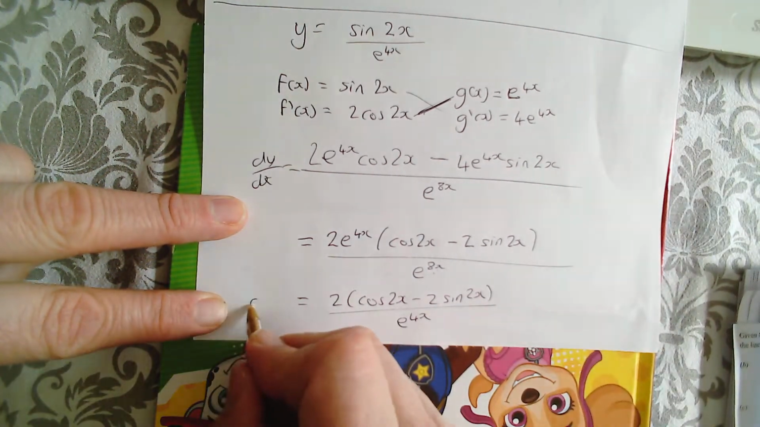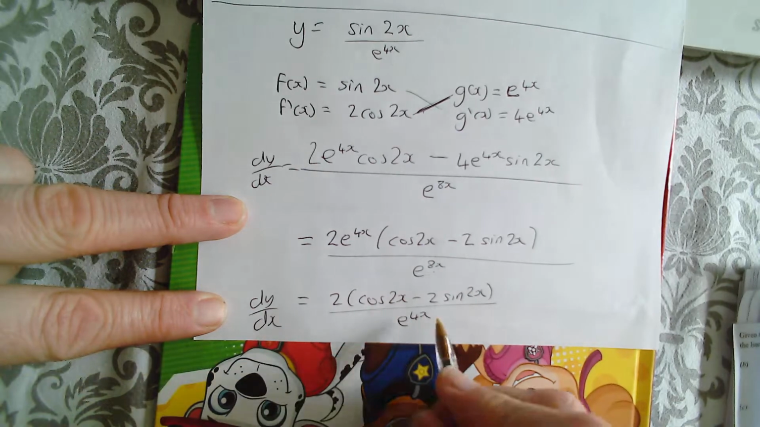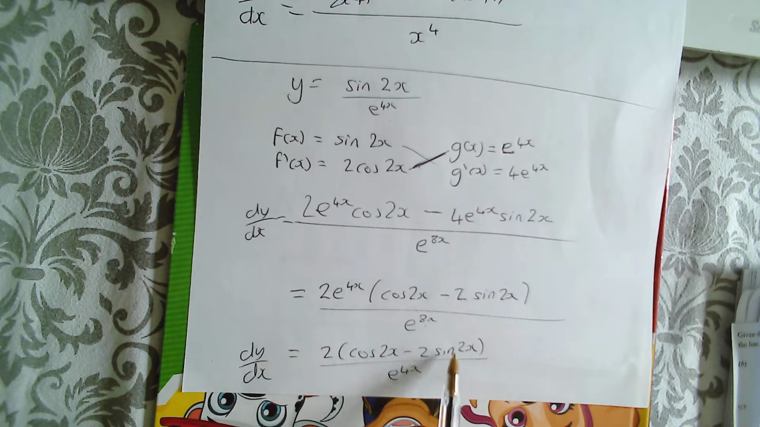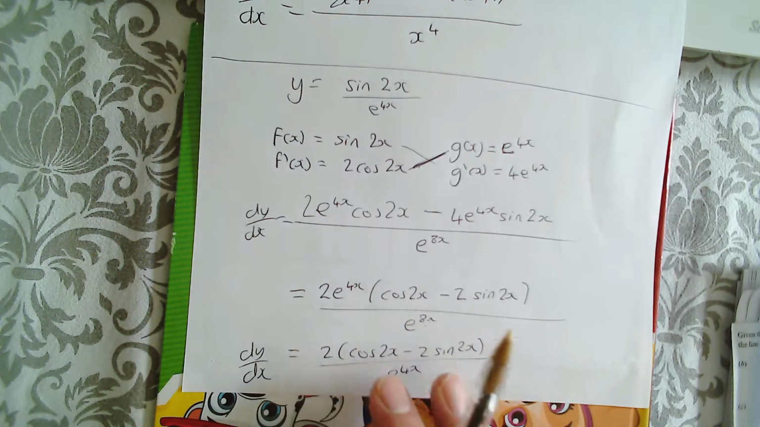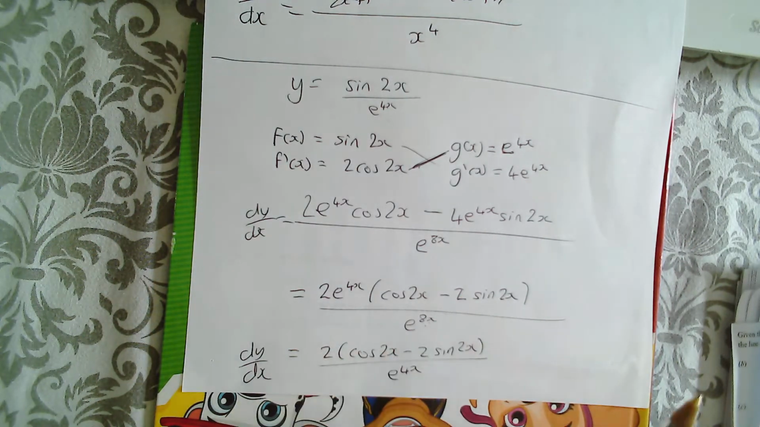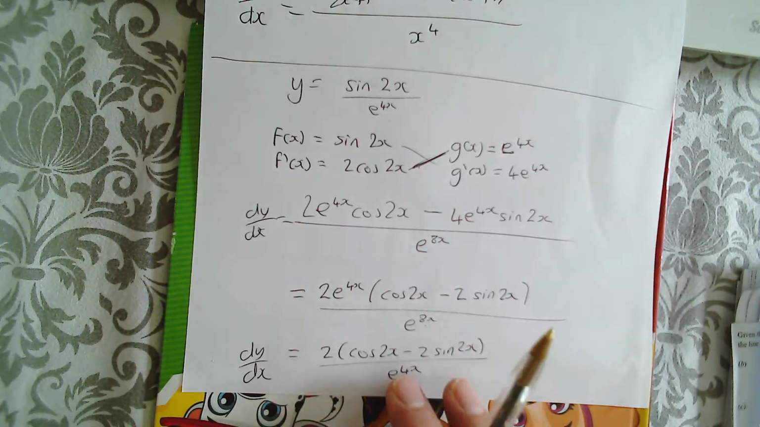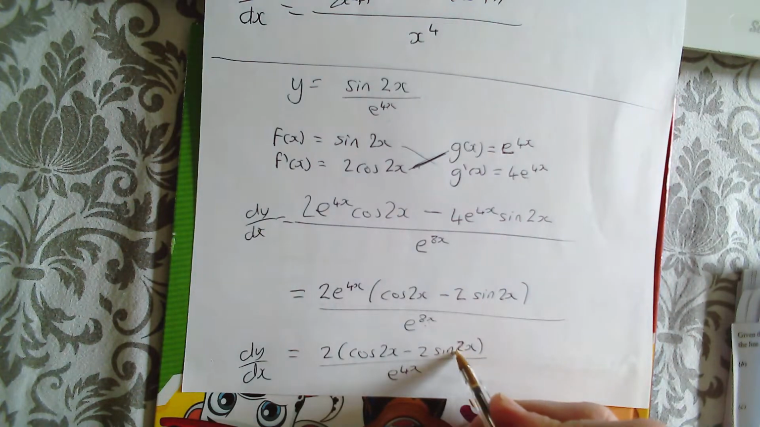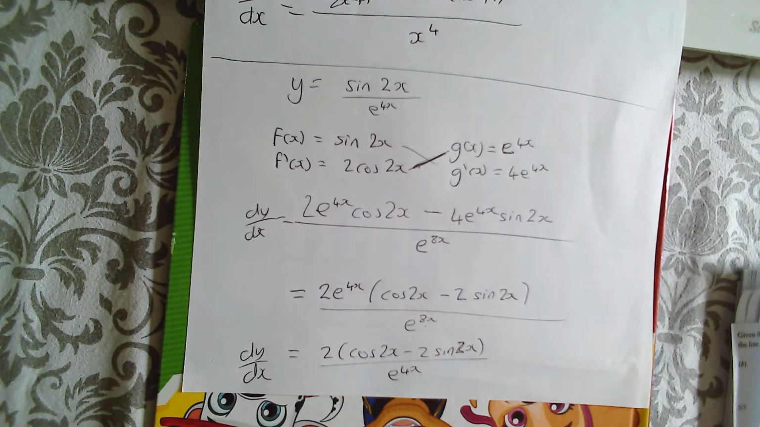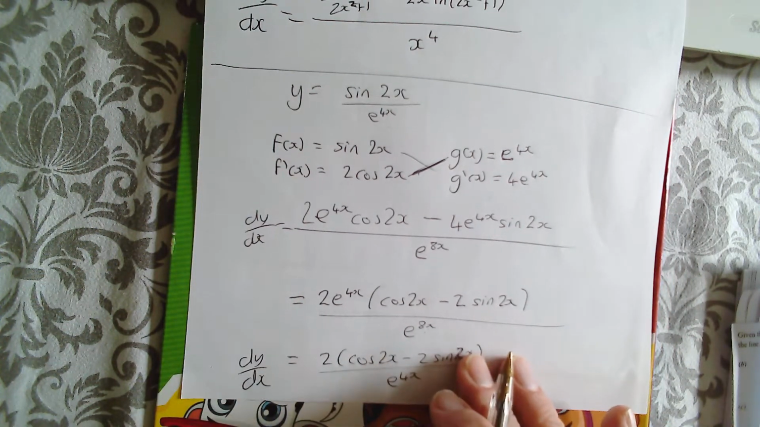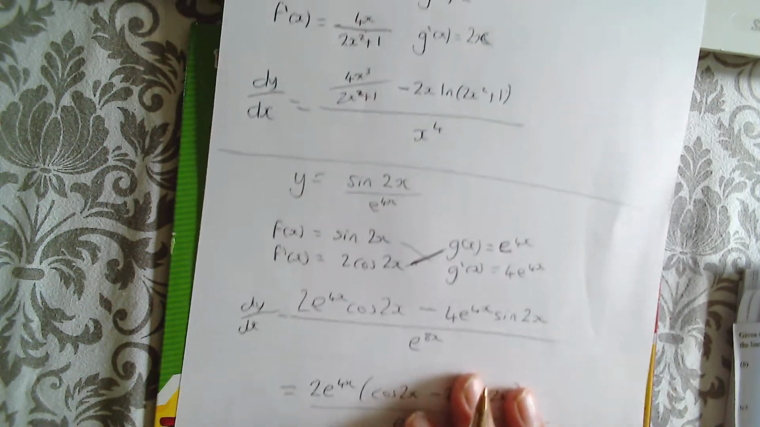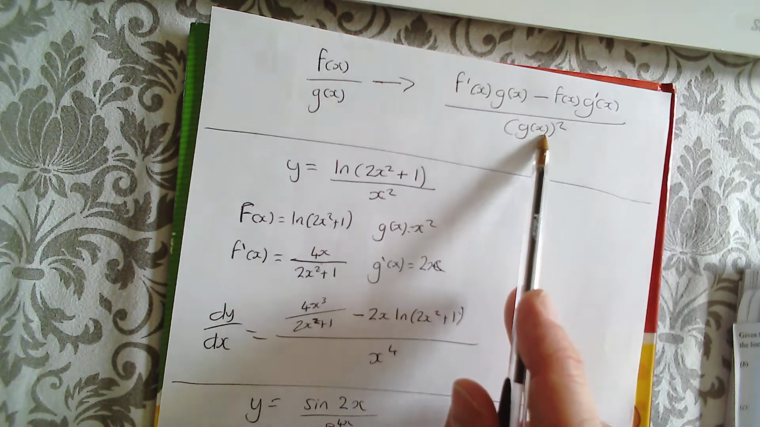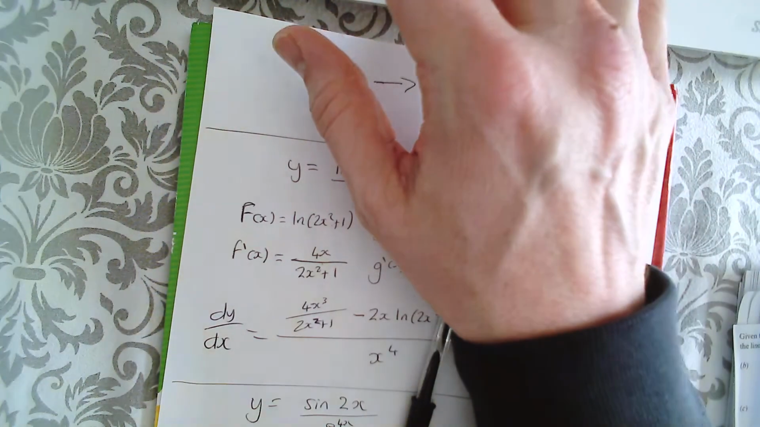Well, why bother cancelling it through? You might have to find a stationary point, and its stationary point would be when this equals 0. So you're going to form there a nice little equation, and you'll get an equation in tan, which you'll be able to solve without too much difficulty. Well, I hope that is clear. Two nice examples of using the quotient rule. It's in your formula booklet, so good luck with that.